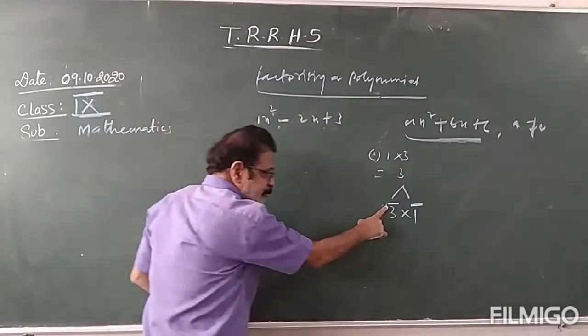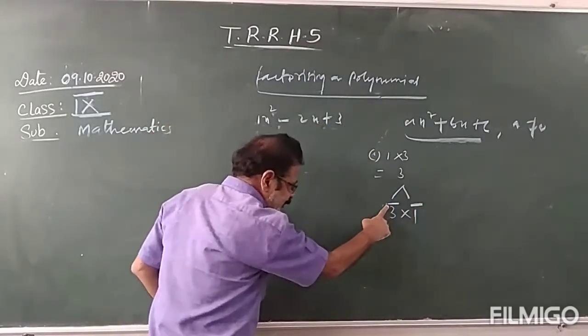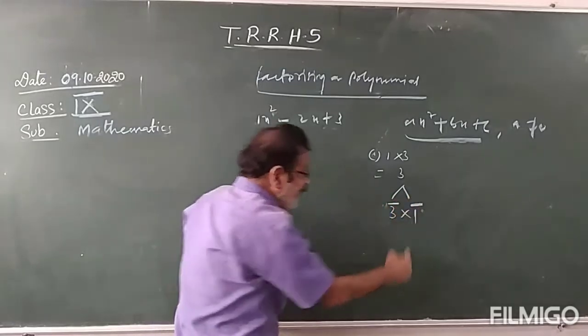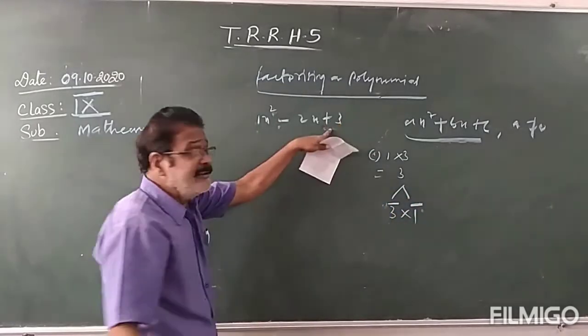If the greater sign is minus, this is also minus. If it is plus, this is also plus. That is when the constant sign is plus.